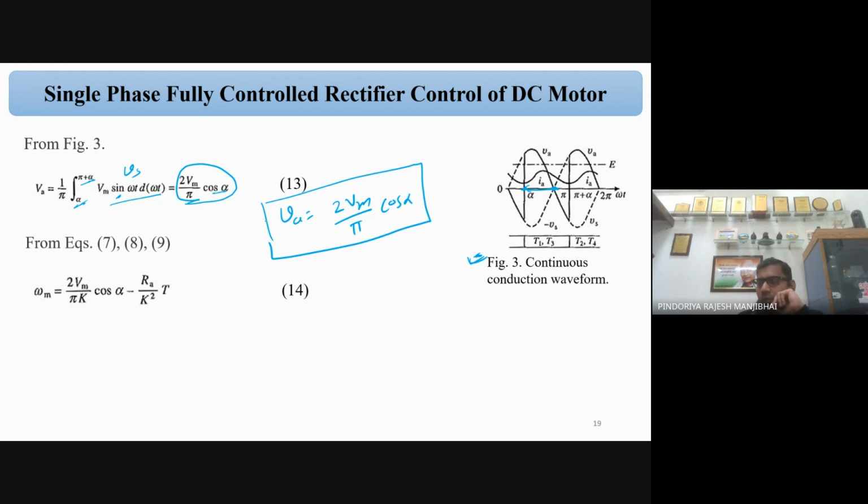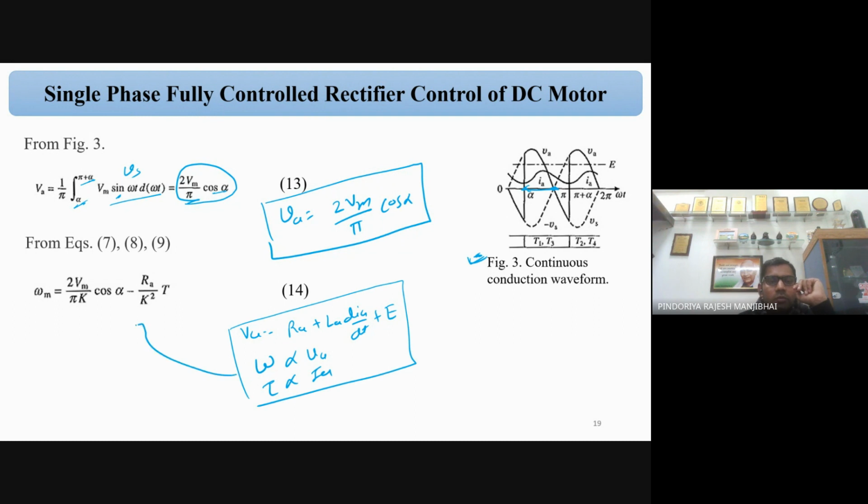From equations number 7, 8 and 9, again the same equations: Va equals Ra Ia plus La dia/dt plus E. Speed omega is directly proportional to the voltage, and torque is directly proportional to the current. By using these equations, we can derive this one.